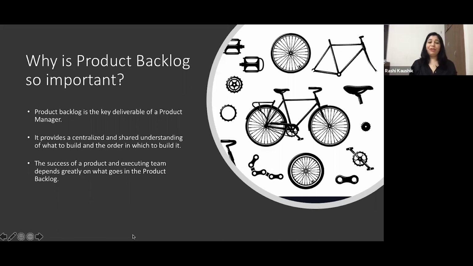Moving on. Okay, so we know what a product backlog is now, but why is product backlog so important and so worthy? Product backlog is important because it's the key deliverable of a product manager. The second thing is, it provides a centralized and shared understanding of what exactly you need to build and in which order you will build it. Most important thing is, the success of a product and the delivery team greatly depends on what goes into your backlog. So now you understand that as a product manager, there's a lot of onus that lies on your shoulders, where you're responsible for not just your success or your product success, but your team's success as well.